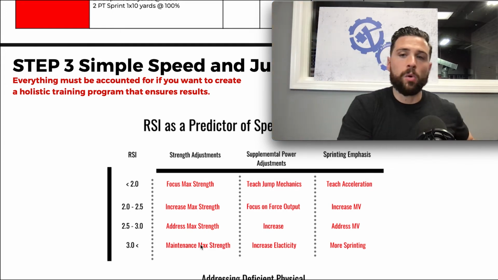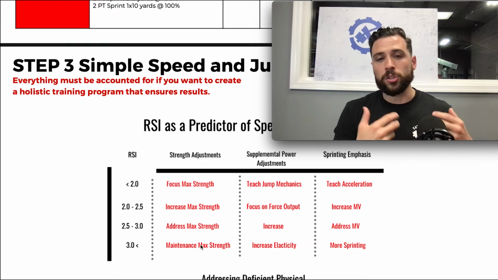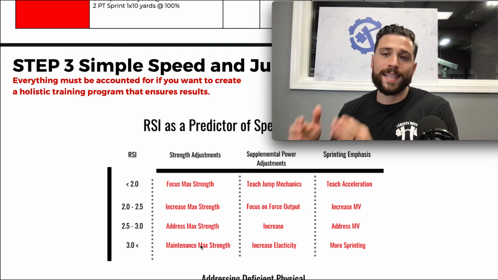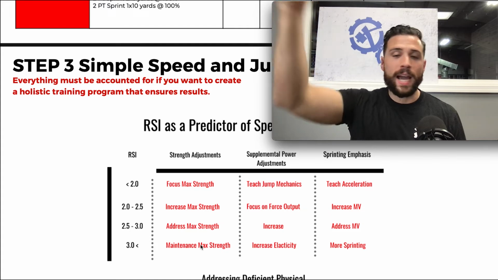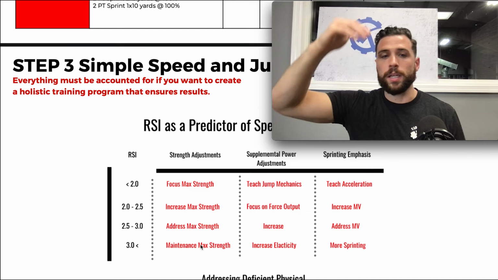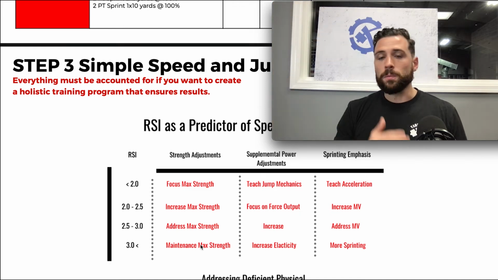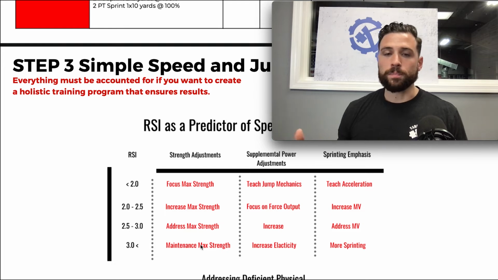So if someone has a low RSI, poor force output, remember, developing their force, developing their strength potential, and then improving the technicality of their ability to perform that particular task, a jump, you're going to improve their power ultimately in their RSI. Now, sprinting, teaching acceleration, right?